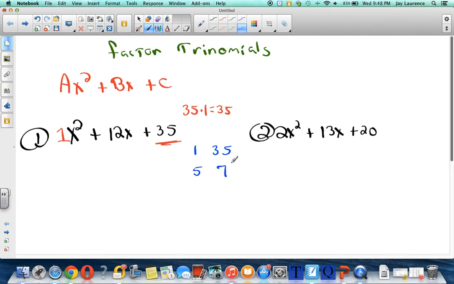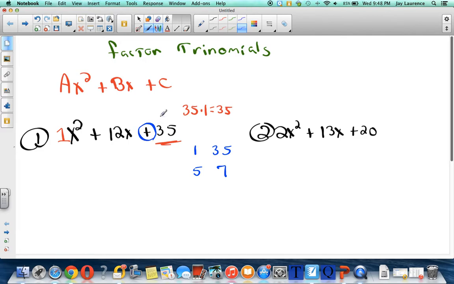I need two of these factors. Now, I can't mix and match. I can't use 5 and 35 because 5 times 35 is not 35. They have to be factors that equal 35. So I can't use 7 and 1. I might use 5 and 7. I might use 35 and 1. I need two of these factors, and I'm going to add them.